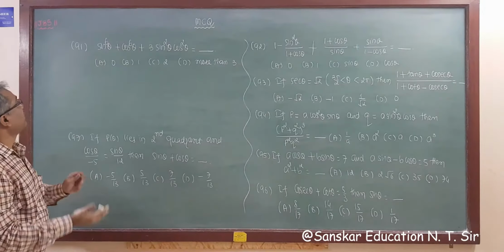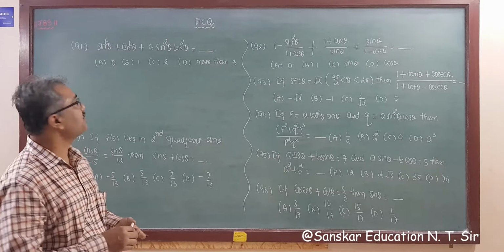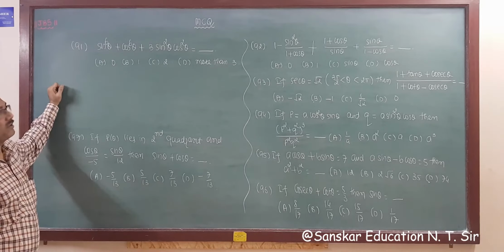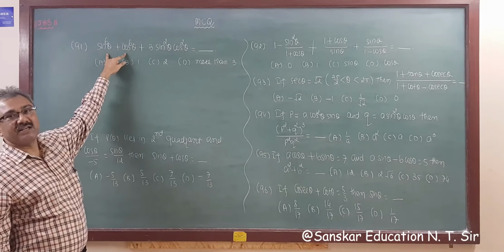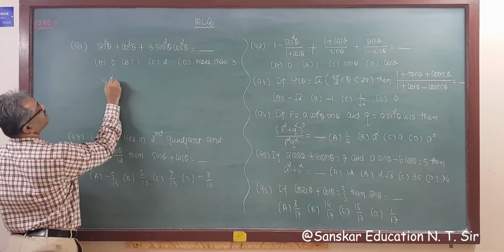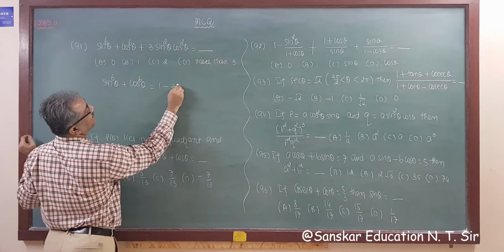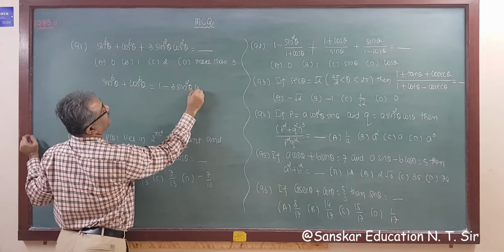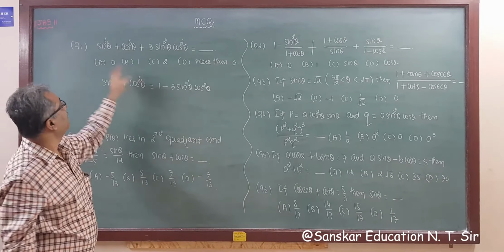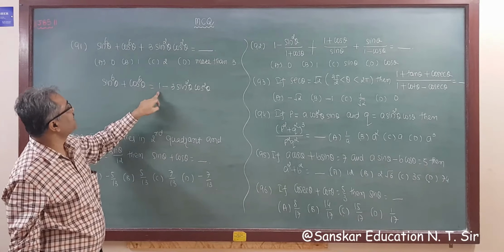Right? So question number 91, given that sin raised to 6 theta plus cos raised to 6 theta plus 3 sin square theta cos square theta is equal to what? We have to find out. Now you know the formula: sin raised to 6 theta plus cos raised to 6 theta is equal to 1 minus 3 sin square theta cos square theta. So applying this formula, what we have to do? This plus this. If we add, this will be cut. So the answer will be 1.